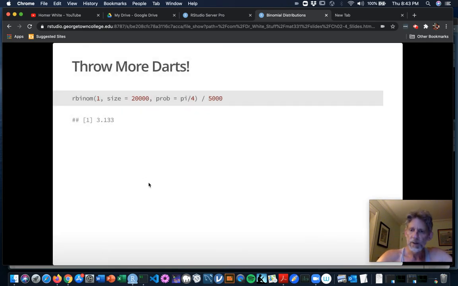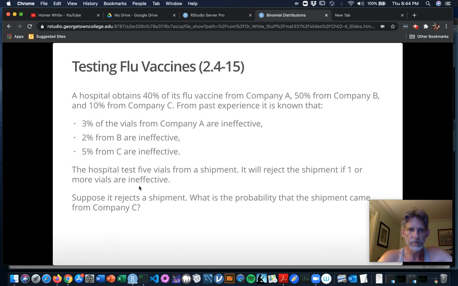If you wanted to do it by throwing more darts, like say if you did 20,000 darts, then your random variable w, if you divide it by 5,000, would have an expected value of pi. And this trial here is based on a lot more dart throws, so I ought to be able to come closer to pi, and sure enough I do. I'm much closer to 3.1415 than I was before. So that's a kind of a nice application of a binomial random variable. Here's another one.